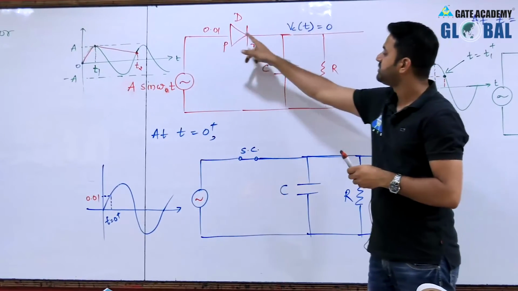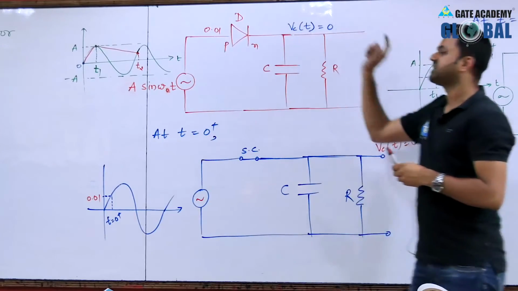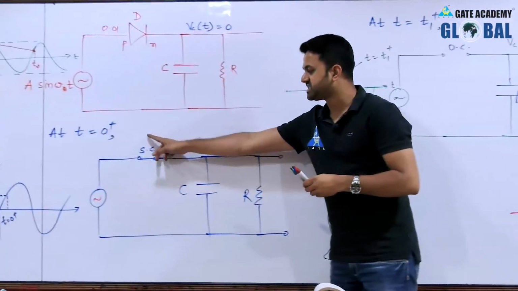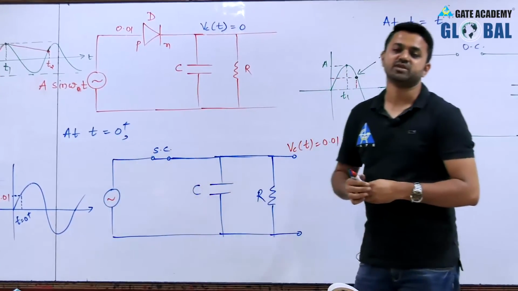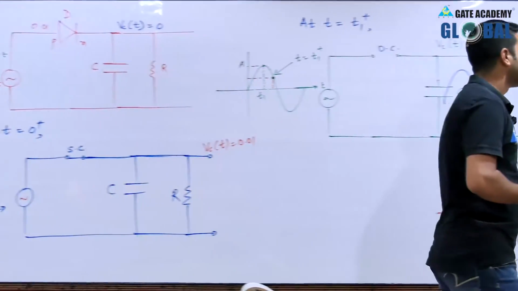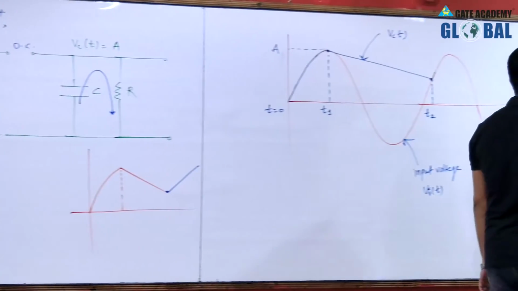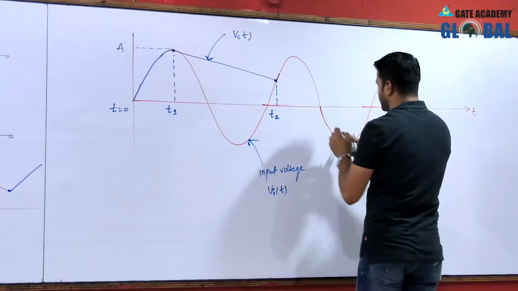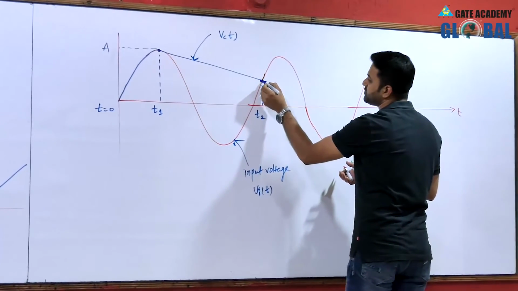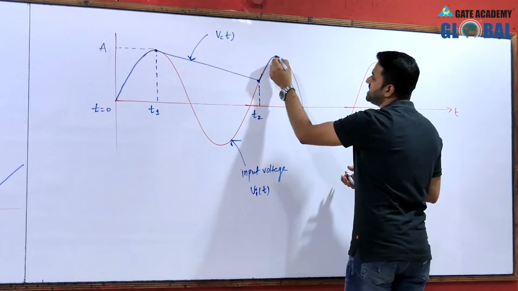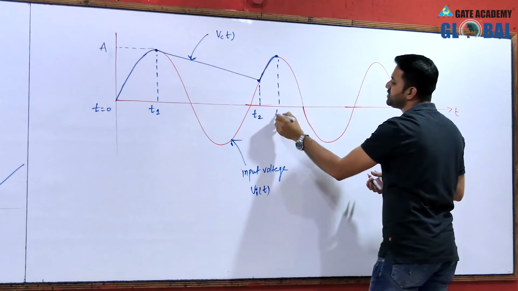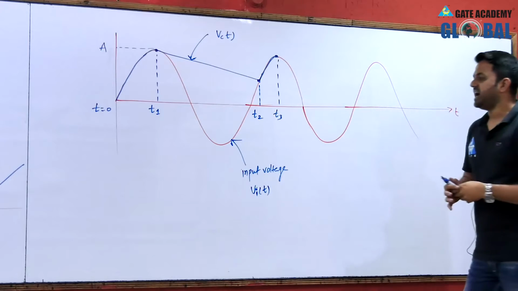When the value of the input is greater than the capacitor voltage, the diode starts working. That means the diode is forward biased and it is short circuited. When it is short circuited, the capacitor charges to the input value. So the capacitor will again charge to the input value, and it keeps charging continuously up to point T3.